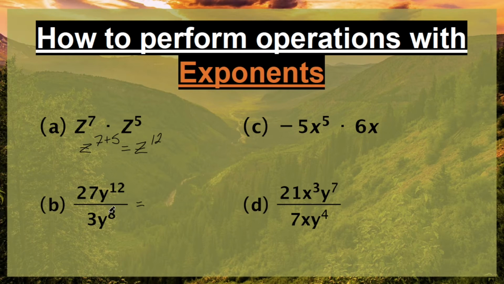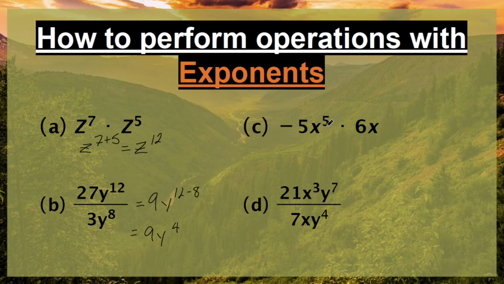the power of 8. We can group the numbers together and the y's together. 27 divided by 3 is 9. And for the y's, since we're dividing, we're going to subtract the exponents. So the result will be y to the power of 12 minus 8. This will be 9y to the power of 4.